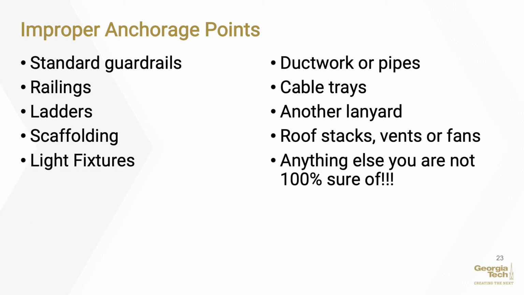Improper anchorage points can be a matter of life and death. Improper anchorage points include standard guardrails, railings, ladders, scaffoldings, light fixtures, ductwork or pipes, cable trays, another lanyard, roof stacks, vents or fans, and anything else you are not 100% sure of.